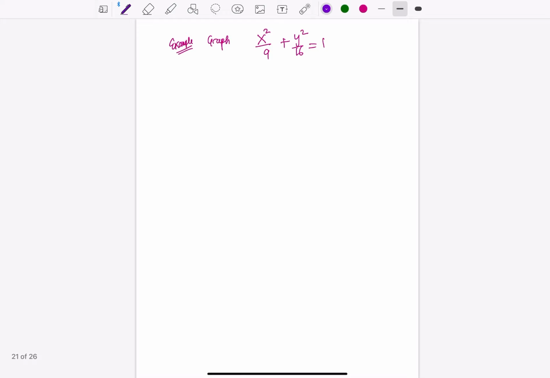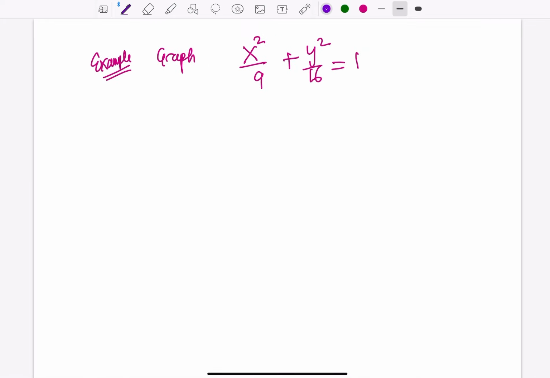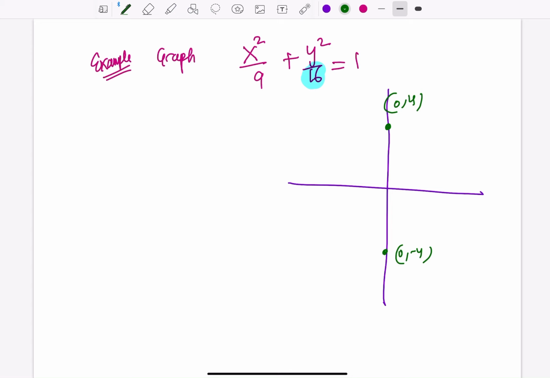Let's see another example. Graphing x squared over 9 plus y squared over 16 equal to 1. We want to make sure we recognize the bigger number is under y here, so that would be our major axis. In the y direction, I'm going to be going 4 up, 4 below. So 0, 4 and 0, negative 4 are my vertices. To find the co-vertices, we go 3 to the right, 3 to the left from the center. Let's connect these points, and that's going to give us our ellipse.